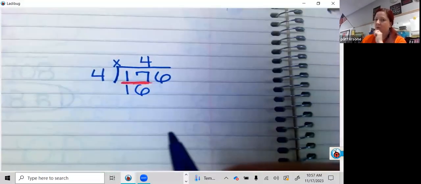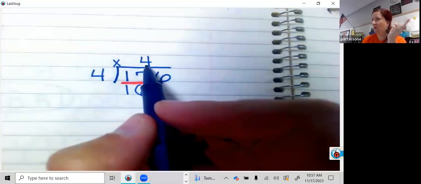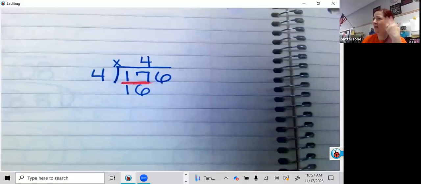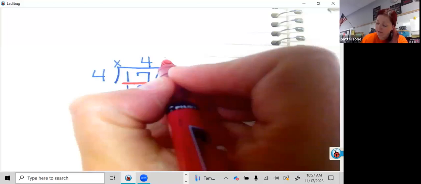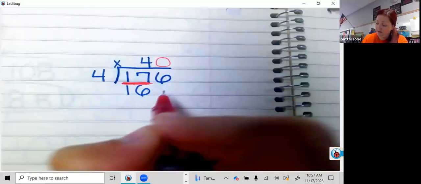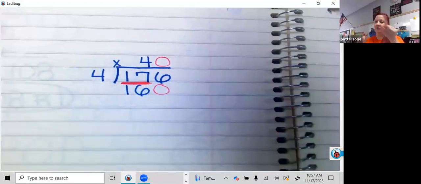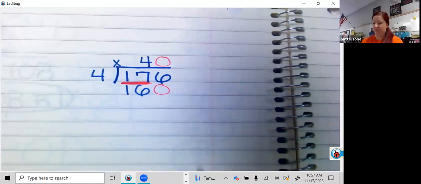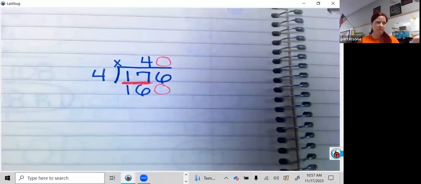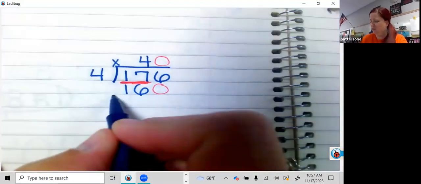16. Wait a second, though. Is it just 4 little 1s? What do I need to do? I've got to slap that 0 back on the end. I'm going to do it with a red pen so you can see it. Just trying to show you in different colors where things are coming from. Okay. Now I can subtract because before I just had an empty space there. Why am I subtracting?